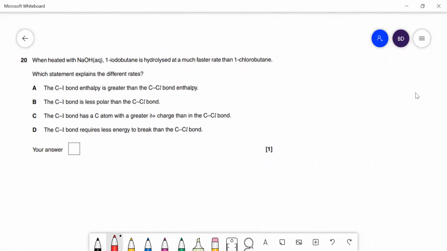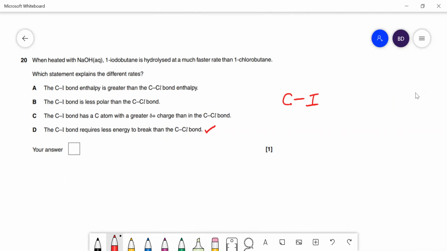Right, when heated with NaOH, 1-iodobutane is hydrolyzed much faster than 1-chlorobutane. Which statement explains the different rates? Now, it is because the carbon-iodine bond is a lot weaker than the carbon-chlorine bond. Right, so the answer here is D. That bond requires less energy to break than the carbon-chlorine bond.